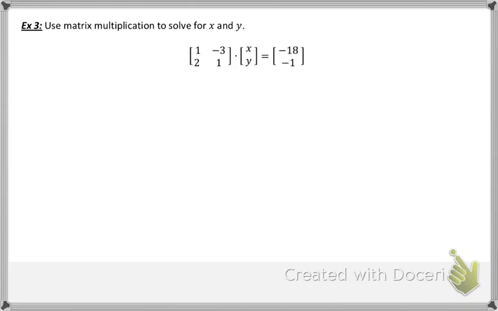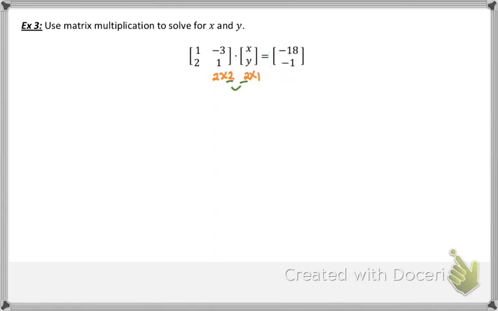Let's use what we know about matrix multiplication to solve for x and y. So we have a 2 by 2 matrix, two rows, 2 columns, times a 2 by 1 matrix, 2 rows, 1 column. Okay, inner numbers are the same, so we can multiply them. And I know that after I multiply, I'm going to get a 2 by 1 matrix, which is right here. This is the 2 by 1 matrix that I get.